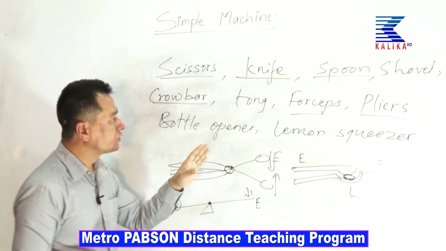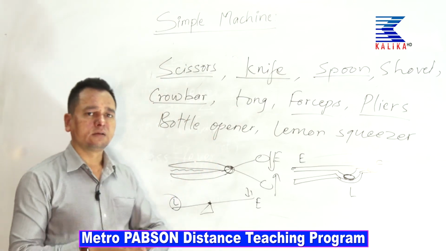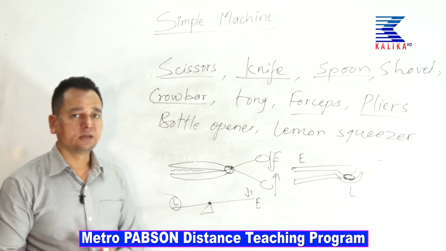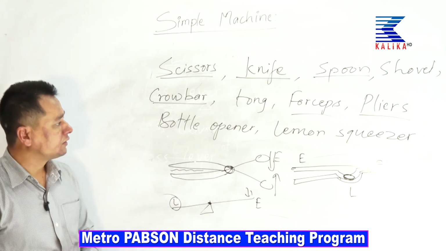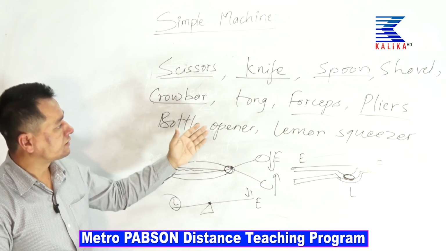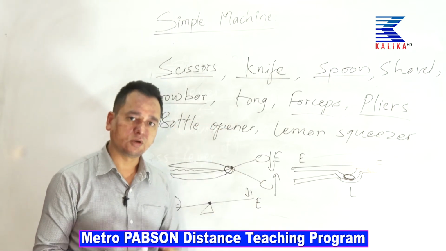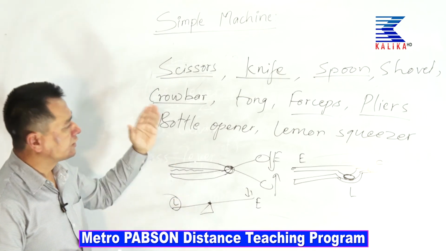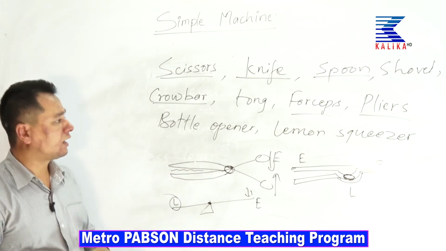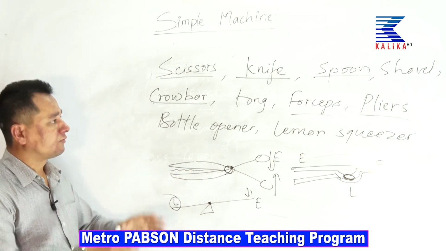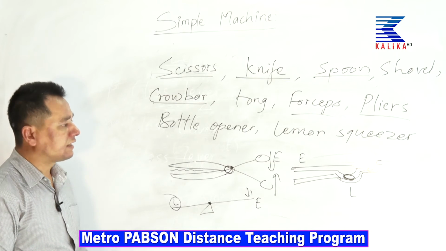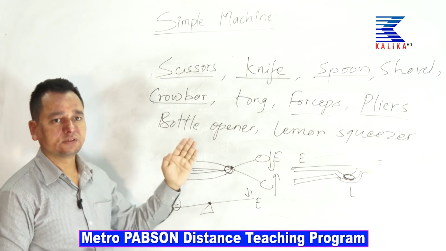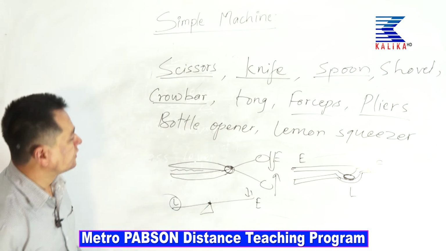So please, dear students, try to find many examples of different devices that you get to see in and around your house. There are much more devices that you are using at your home. If you just go into your kitchen, you can find more than this. So first find all kinds of devices, and then try to find out which class of lever they are. So let's move further.